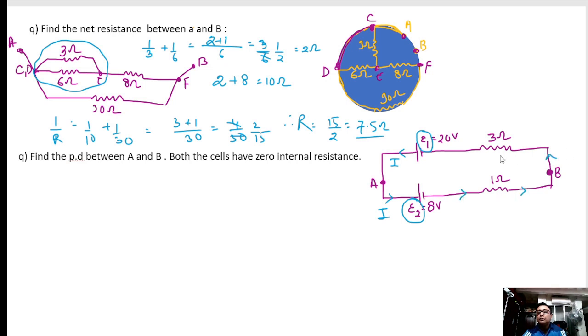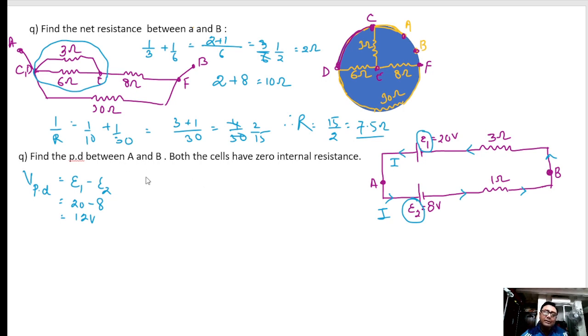Current will start to flow like this. That means I can tell the two cells are connected opposing to each other. So what is the net potential difference? E1 minus E2, which will be 20 minus 8, which will be 12 volt.